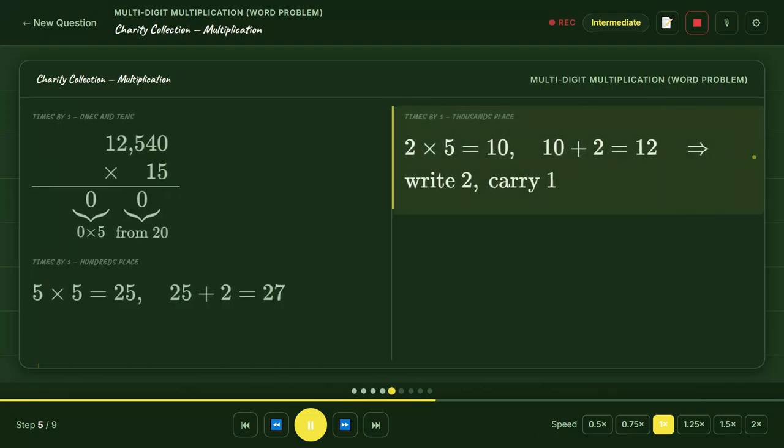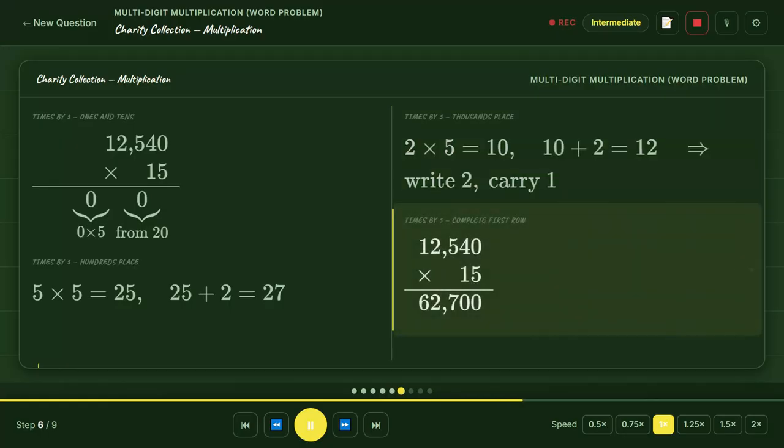Next, 2 times 5 is 10. Add the carry 2 and we get 12. Write down 2 and carry 1. Last digit, 1 times 5 is 5, plus the carry 1 gives us 6. So our first row is 62,700. That's 12,540 times 5.